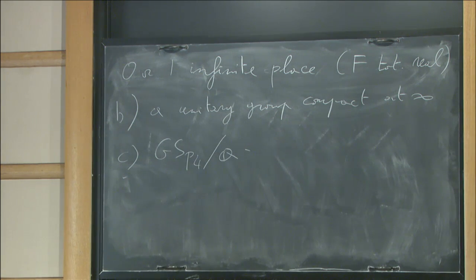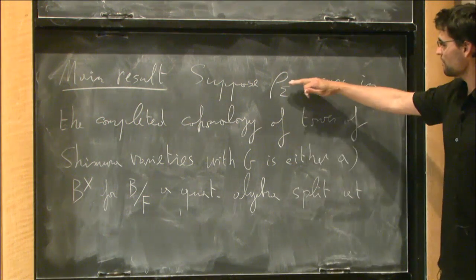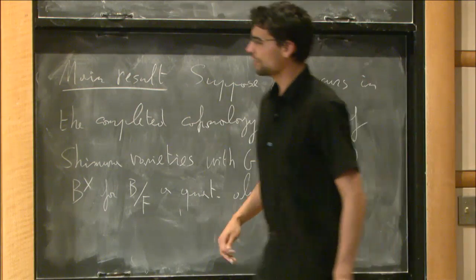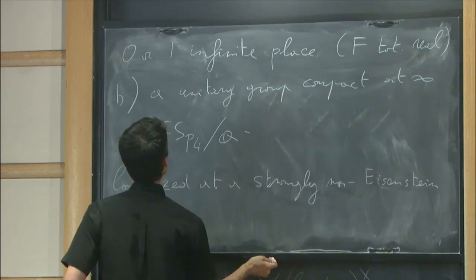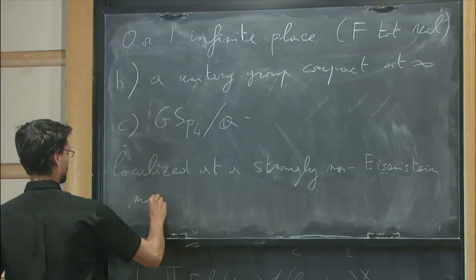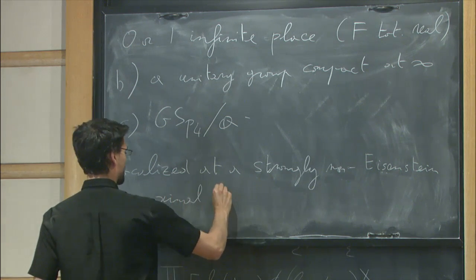And that's not quite all the hypotheses. So this rho Sigma should occur in such a completed cohomology. And this completed cohomology should be localized at a strongly non-Eisenstein maximal ideal. And I will explain this as well.